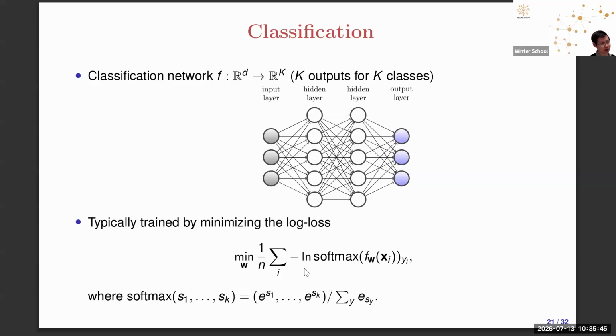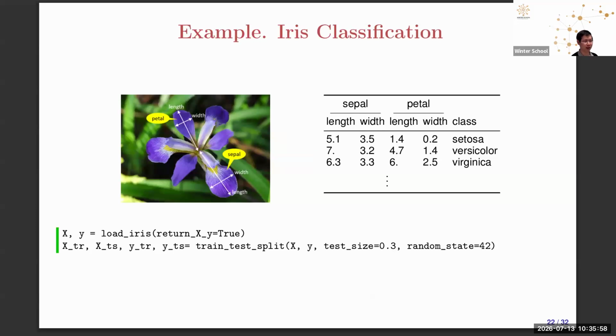After that, you maximize the likelihood or minimize the log loss. That's how you typically train a classification network. Now, let's look at how we can do this for a simple example.